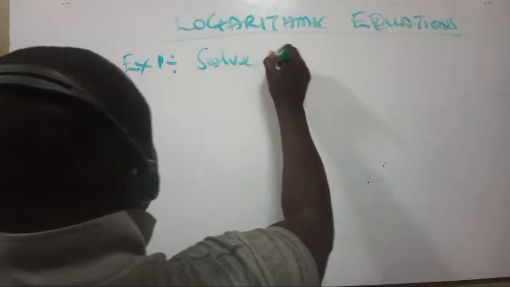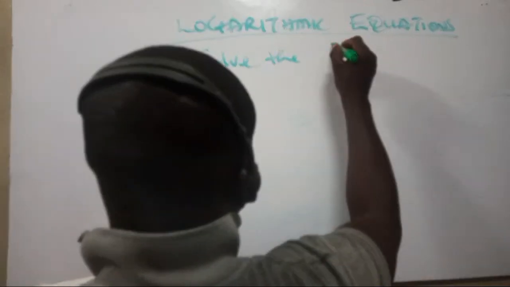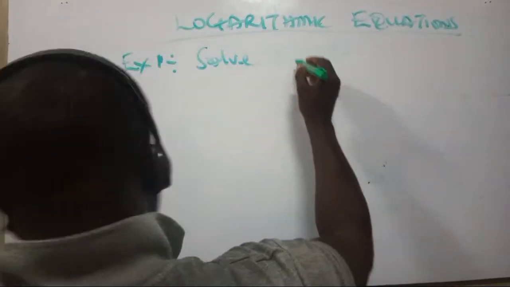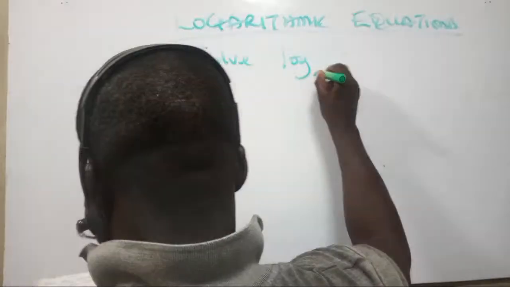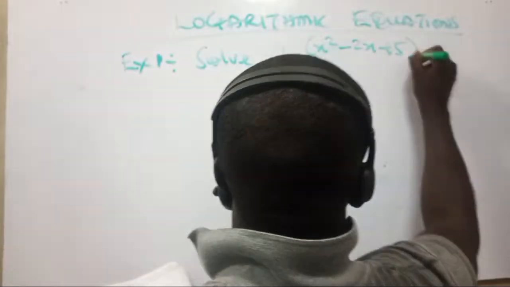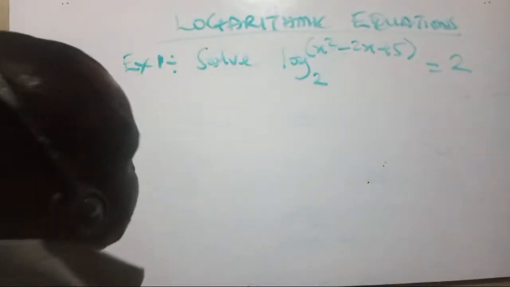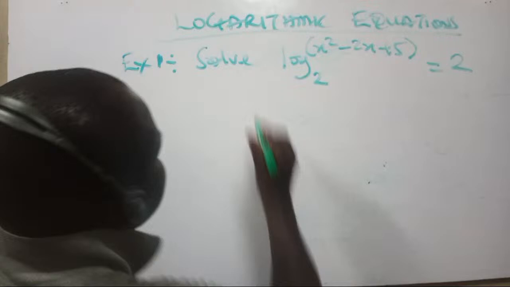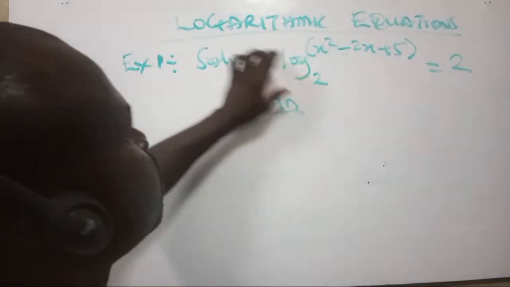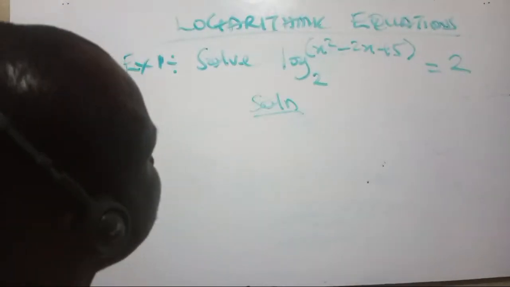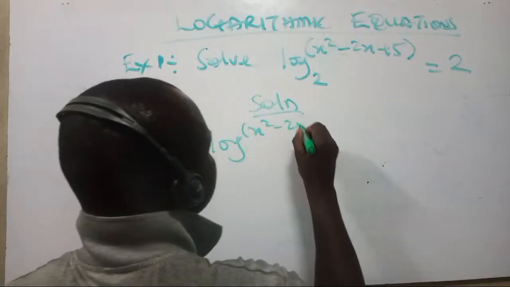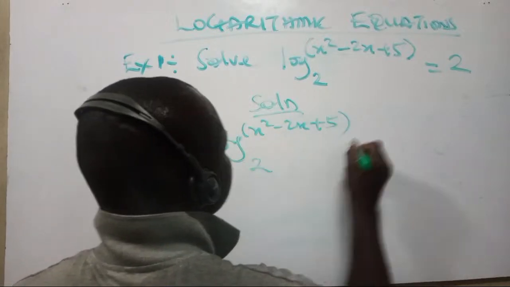Solve the following. Let me introduce the examples one after the other. Solve log base 2 of (x squared minus 2x plus 5) is equal to 2. Okay? So this is what we are required to solve. This is an equation involving logarithm, and it's called a logarithmic equation. So how do we solve this? We have log base 2 of x squared minus 2x plus 5 is equal to 2.